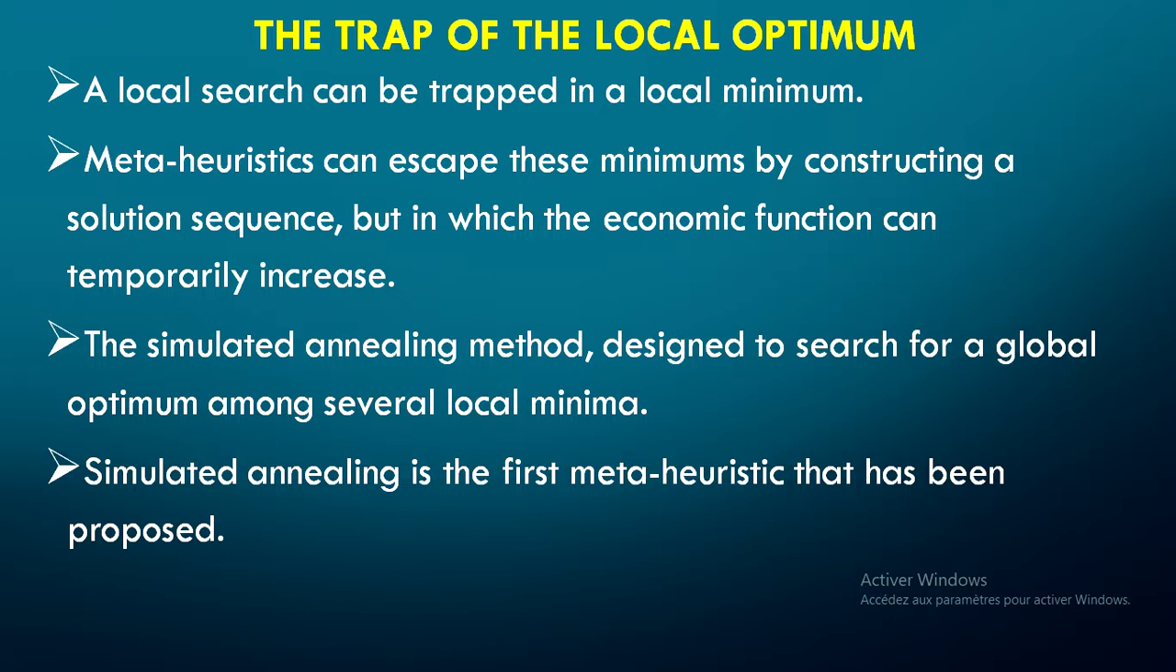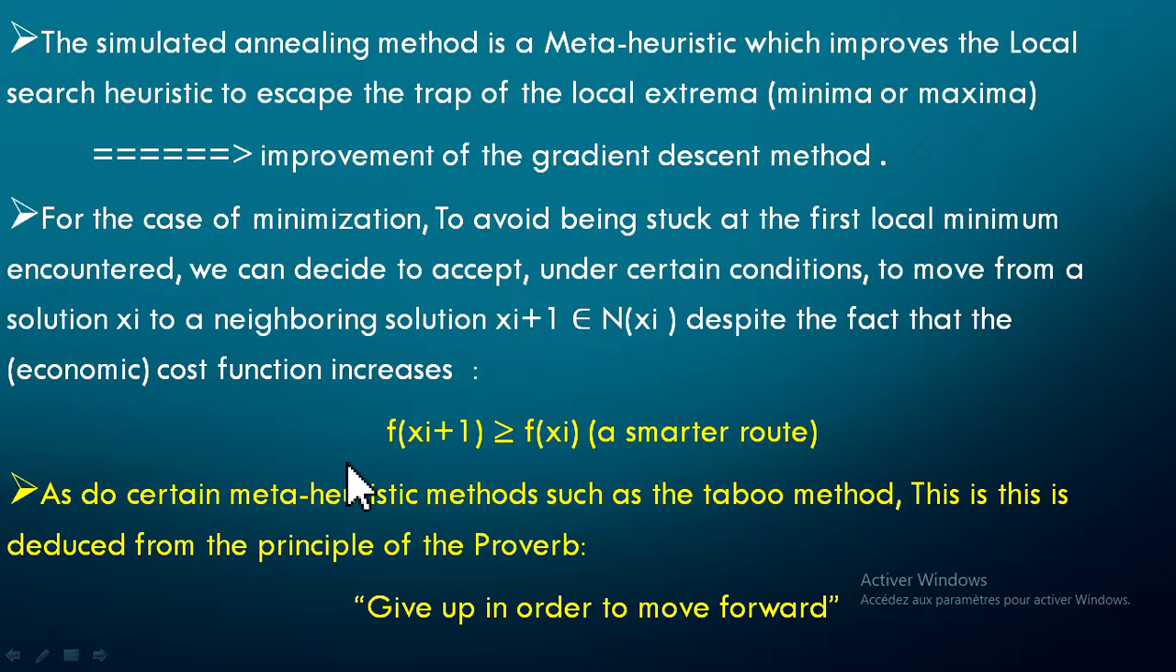So, a local search can be trapped in a local minimum. A meta-heuristic can escape these minima by constructing a solution sequence in which the economic function can temporarily increase. The simulated annealing method is designed to search for a global optimum among several local minima. Simulated annealing is the first meta-heuristic that has been proposed. The simulated annealing method is a meta-heuristic which improves the local search heuristic to escape the trap of the local extrema, minima or maxima. Improvement of the gradient descent methods.